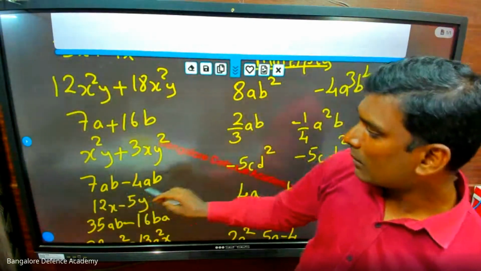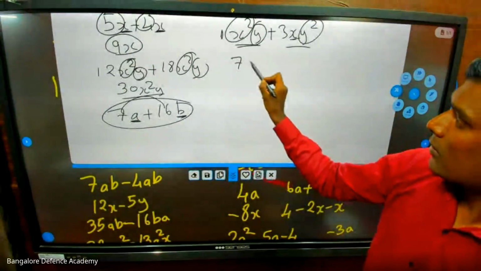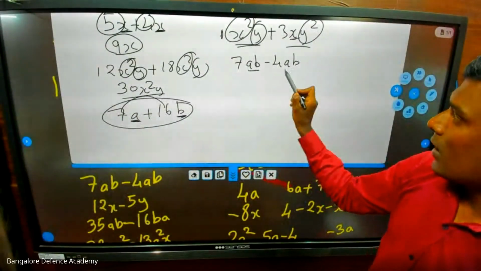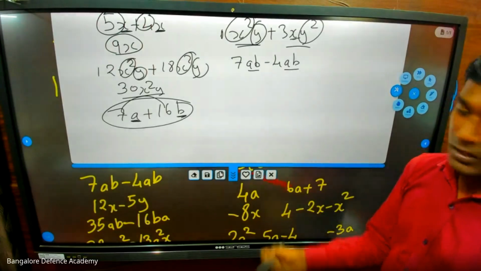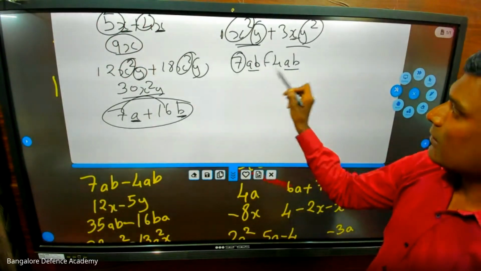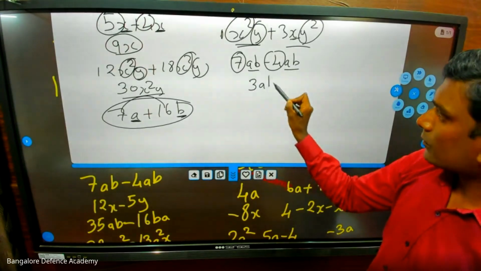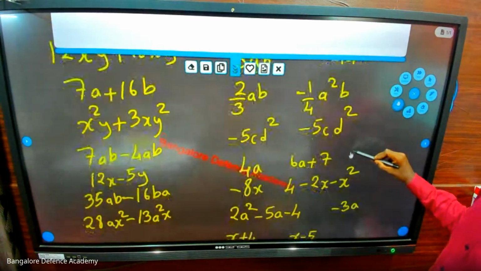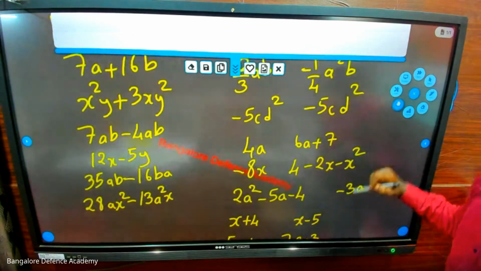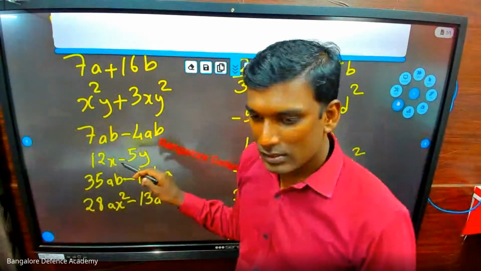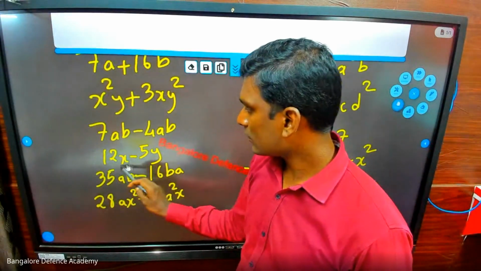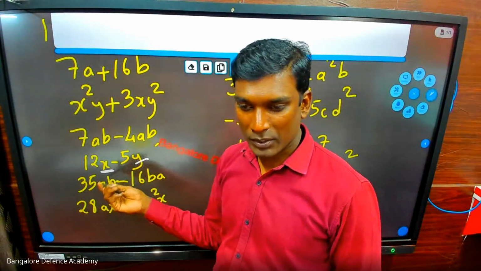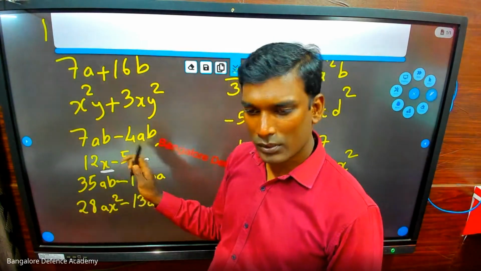Next, 7ab minus 4ab. Now, ab, ab, variable is same. So what we will do? 7 minus 4. 7 minus 4 is how much? 3ab. Do you understand? Okay. Now look at this. This is 12x minus 5y. The variable is x here, correct? And the variable is y here. So can you do any operation here, addition, subtraction? No, you cannot do. So keep it as it is.